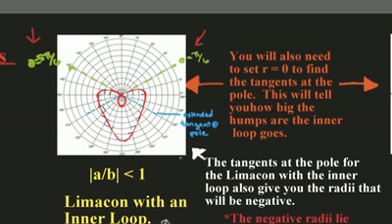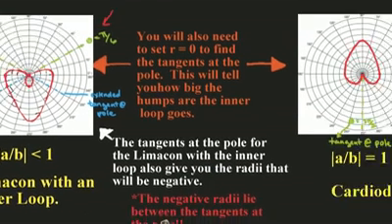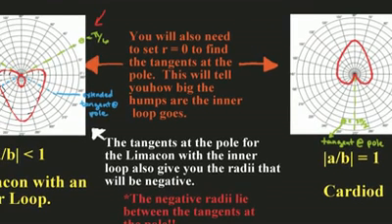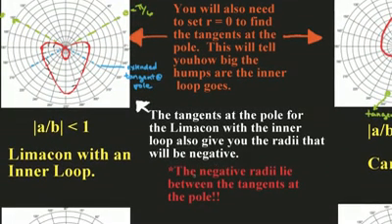So you will need to set it equal to 0 and do that table anytime a over b is less than 1, or if a over b equals 1, you'll also need to do the same thing. If it equals 1, it's this cardioid shape. You'll still have a tangent at the pole, and it'll still dictate how wide your humps are. Just no inner loop to deal with here. All right. One quick thing I forgot to note, right here, the negative radii lie between the tangents at the pole for the one with the inner loop. Okay. Again, no inner loop here.